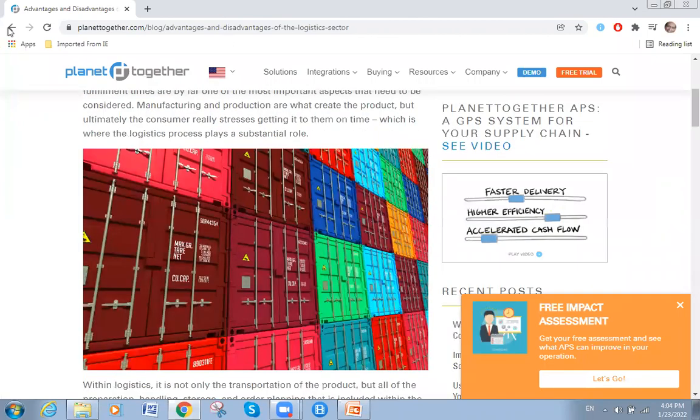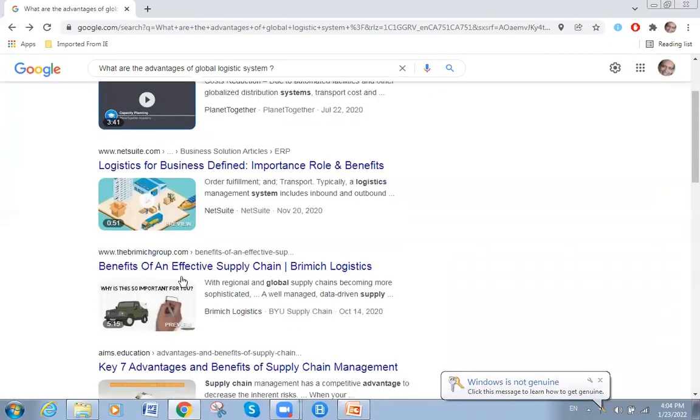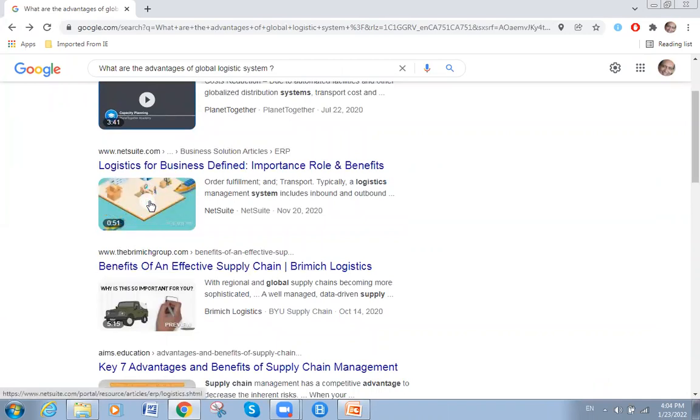Same go. This might be referring to the capacity planning. So you can use your resources in a better way. But for the moment, at least we know what are the importance, what are the advantage and the disadvantage of the global logistics system. We'll see this video as well. The important roles and benefits of the logistics system. We'll watch it. Or why it is important.